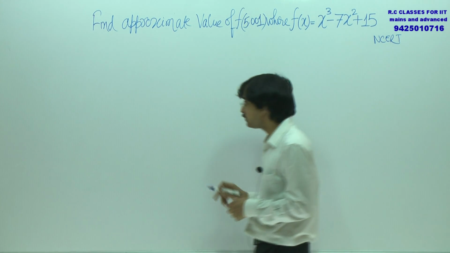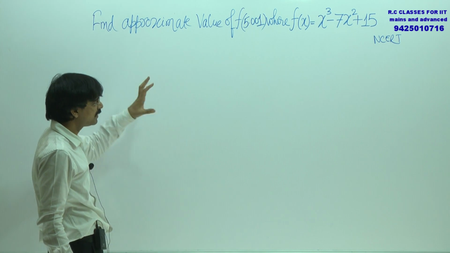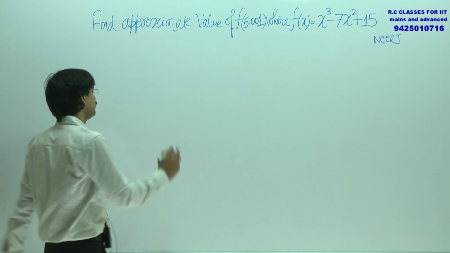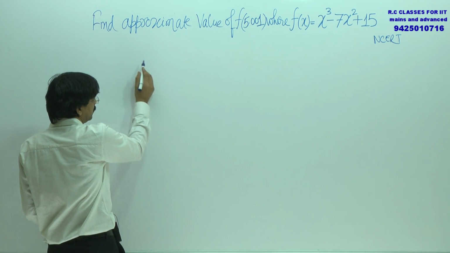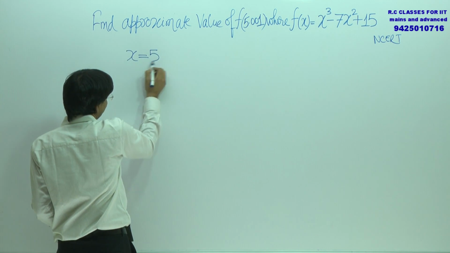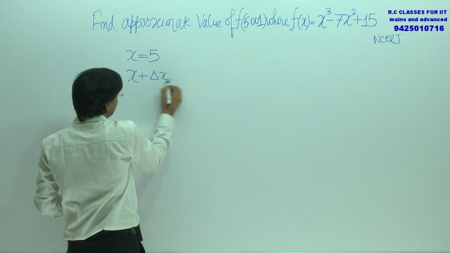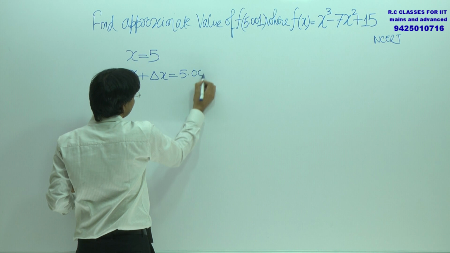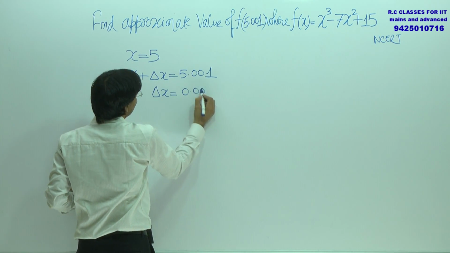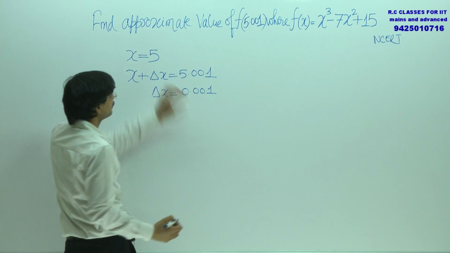Now again an NCERT based question: you have to find out the approximate value of f of 5.001 where f x is x cube minus 7x square plus 15. The function is known to us. So definitely we are going to write that x is equal to 5 and x plus delta x is equal to 5.001. So that delta x is equal to 0.001. Okay, that is delta x.